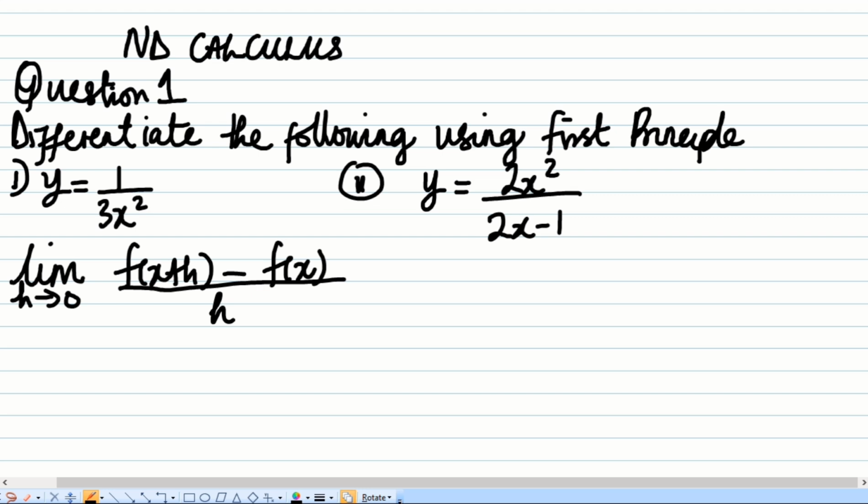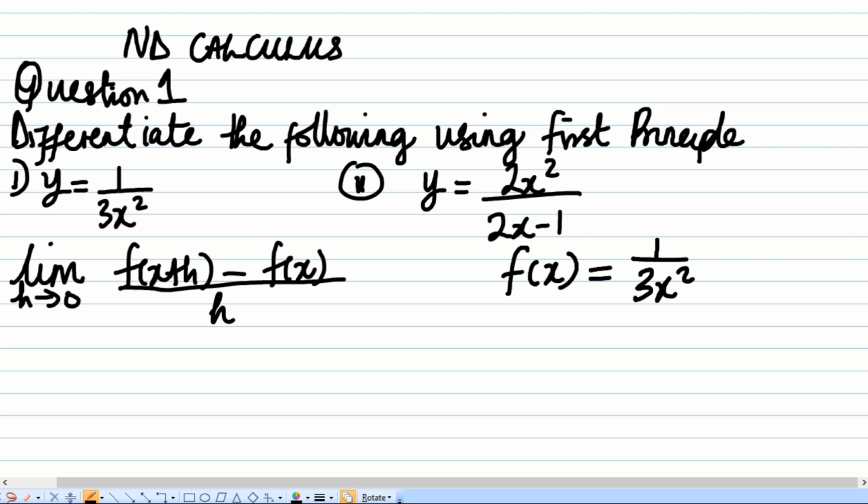Now, seeing that in the relation, we have everything as a function. What I mean by function, let's consider this first question, that y is equal to 1 over 3x squared. It simply means that y is a function of x. Better put, what y will be depends on what x is. So I can rewrite it in function notation: instead of y, I'm going to say f of x, and the function is 1 over 3x squared.